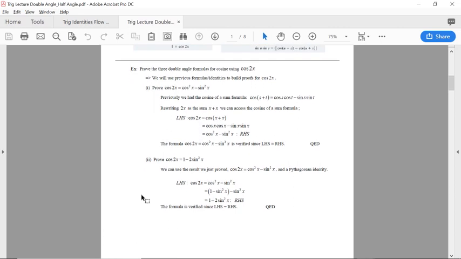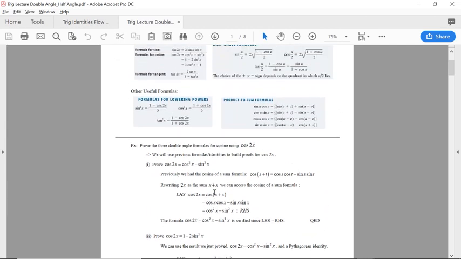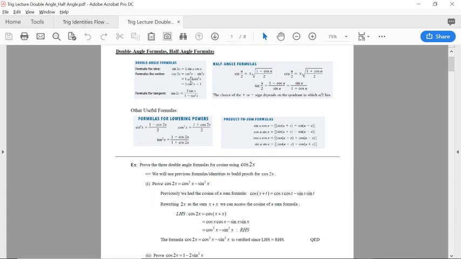So I say, okay, now that we've proven that cosine 2x is equal to cosine squared x minus sine squared x, we now have that available to us to use in the future. We've already proven it's true. So starting with that, we use the Pythagorean identity to replace cosine squared with 1 minus sine squared. Right? Cosine squared x is equal to 1 minus sine squared x. Then just combine like terms, and there you go. You have the second cosine double angle formula is now proven.